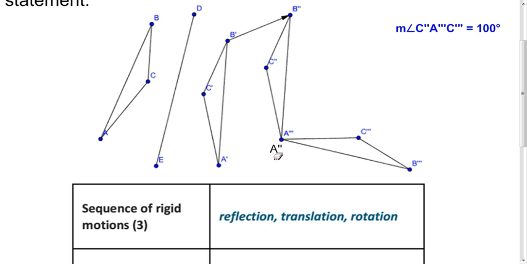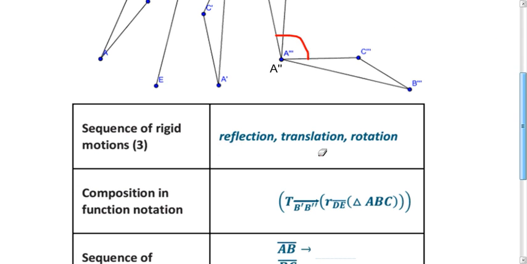How many degrees? Well, they tell us that the angle C double prime, A double prime, or A triple prime, so they're the same, C triple prime, is 100 degrees. But be careful. Which direction are we going? We're going clockwise. So we have to say negative 100 degrees. So be careful there.